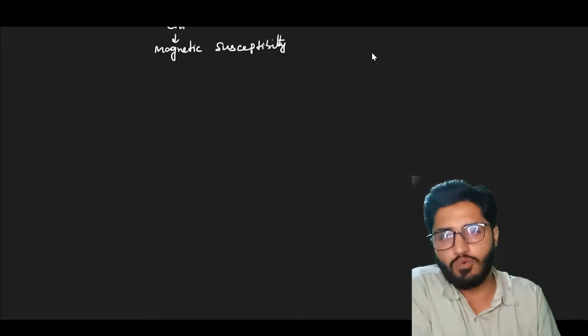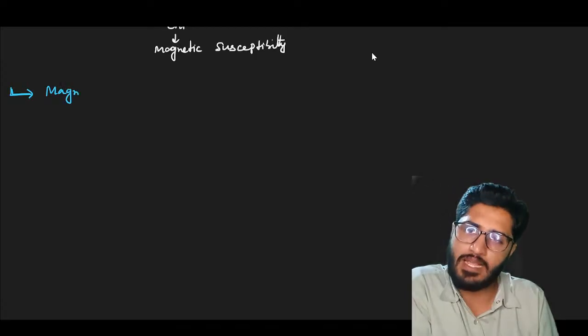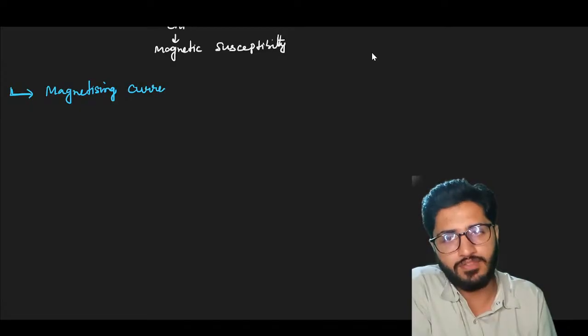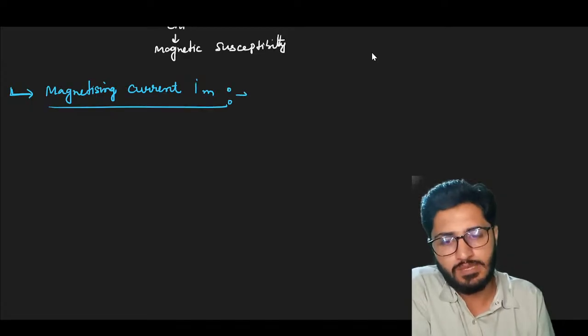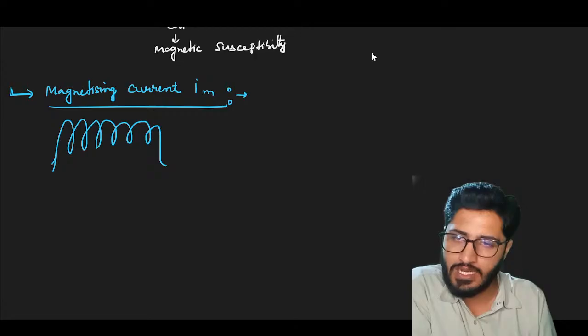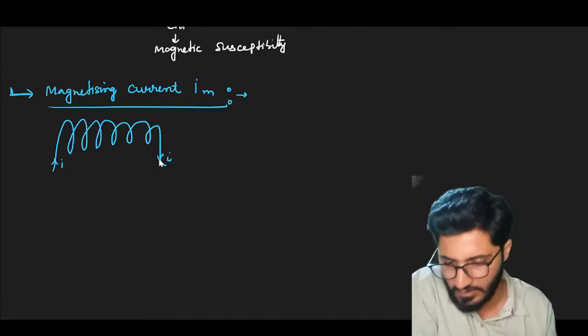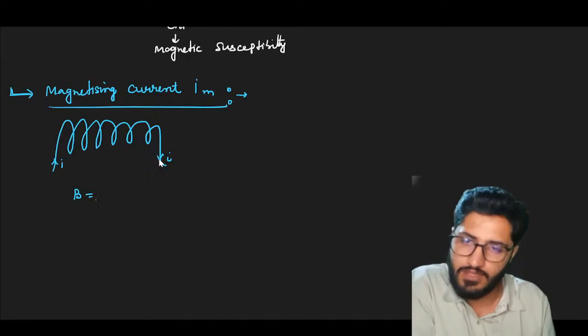Now one more property is there, that is the magnetizing current, I_m. Look, a simple case. If we have a loop or a solenoid like this, current I is flowing, and we know the magnetic field is mu naught n I.